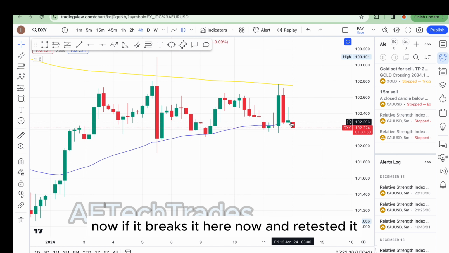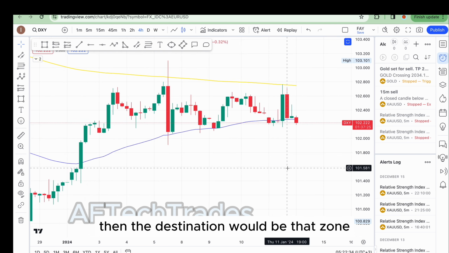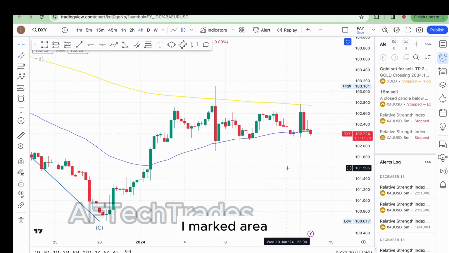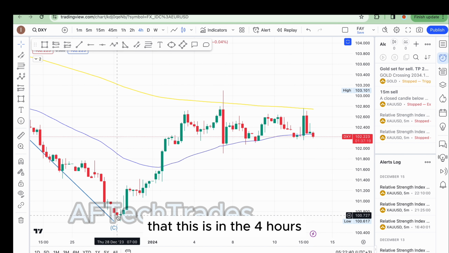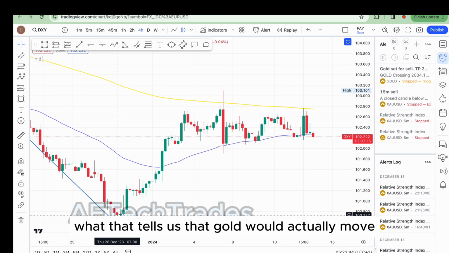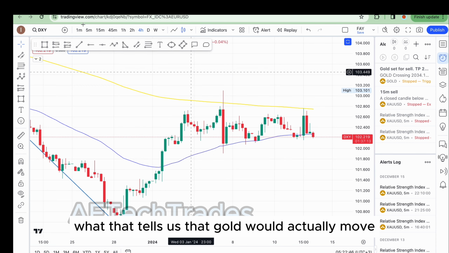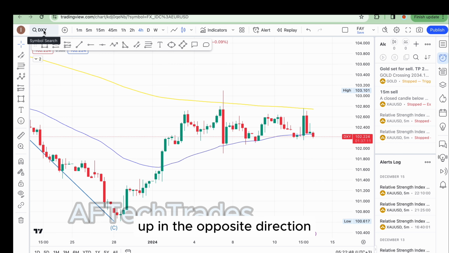Now if it breaks it here and retests it, then the destination would be that zone I marked earlier, which is here. This is in the 4 hours. We'll be looking at it coming down here. What that tells us is that gold would actually move up in the opposite direction.